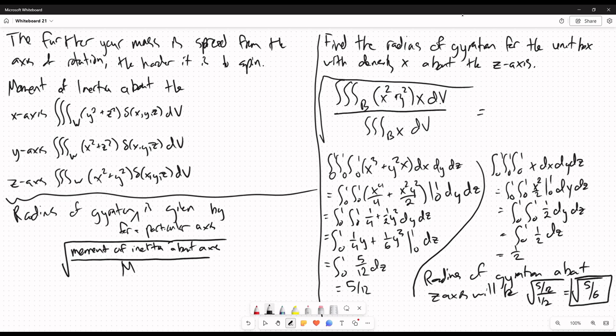So that basically says you could just take a point with the given mass, which ended up being 1/2, and put it square root of 5/6 units away from the z-axis, and that would spin just like the box would spin. So there you go.